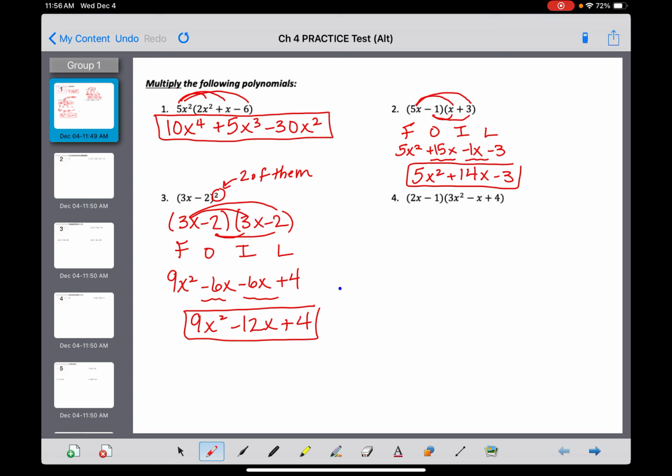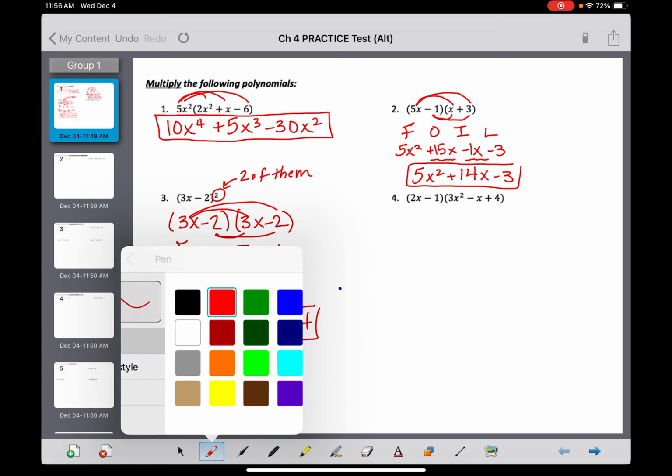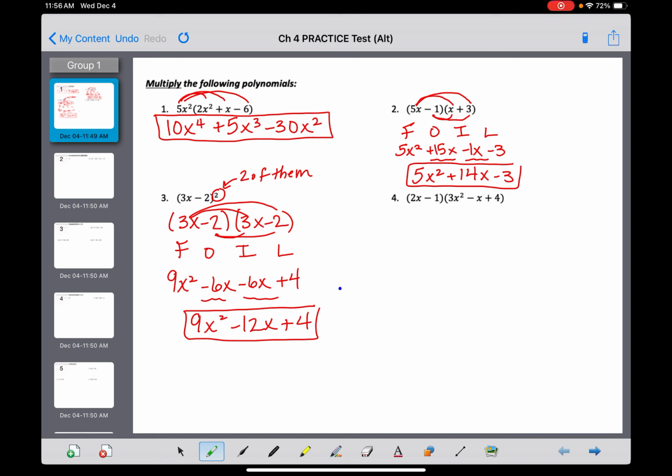In example 4, we are multiplying a binomial times a trinomial. So this really is distributive property twice. So the first thing I'm going to do is I'm going to multiply the 2x all the way across the trinomial. 2x times 3x squared is going to give me 6x cubed. 2x times negative x is going to be negative 2x squared. 2x times positive 4 is positive 8x.